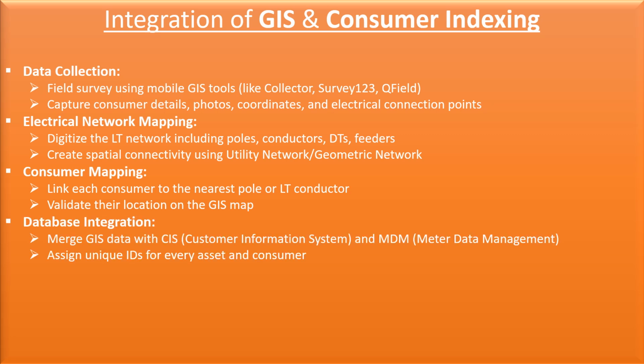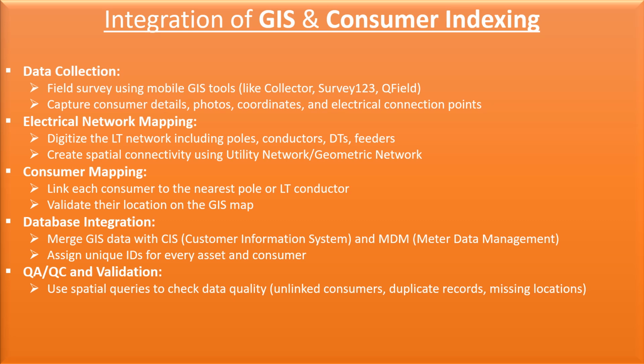Database integration. Merge GIS data with the CIS, that is, the customer information system, and the MDM, meter data management system, and assign unique IDs to every asset and consumer. No duplicates should be there. QA, QC, and validation: use spatial queries to check data quality, like checks for unlinked customers, duplicate records, and missing locations.